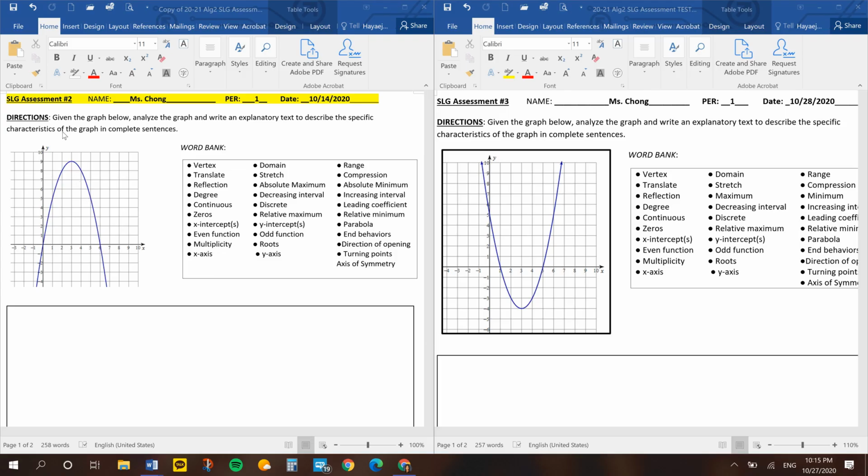Hi guys, so I'm going to go over SLG number 2 solutions today. If you haven't passed SLG assessments at all with a score of 3, you have to take SLG number 3, by the way. This one you guys took before October 14, so I'm going to go over this one right now. But you are going to take SLG number 3 for today, October 28, Wednesday, if you haven't passed SLG assessment, okay? So I'm going to go over this solution.